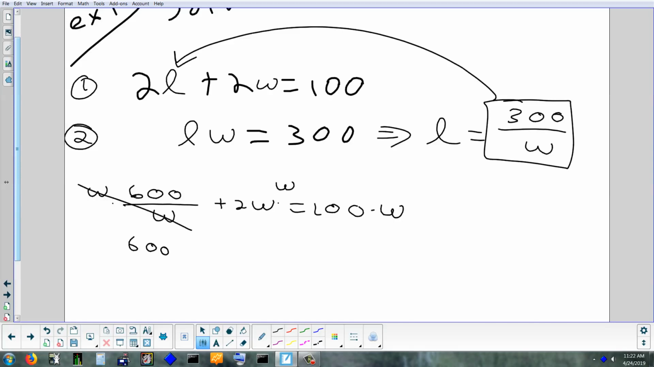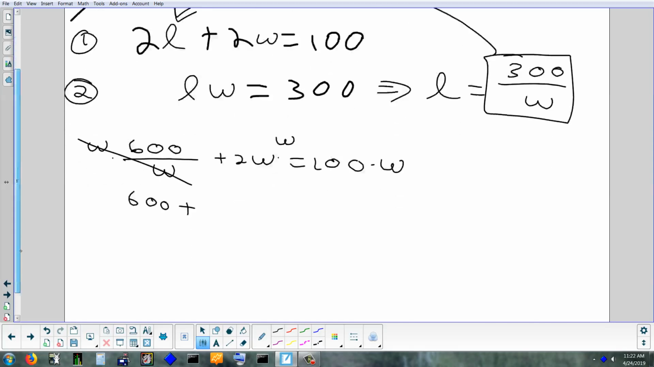That gives me 600 plus, what's going to be the other term I have after the 600? Chris? 3W. No, that would be 2W plus W. Rob? 2W squared. 2W squared equals 100W.